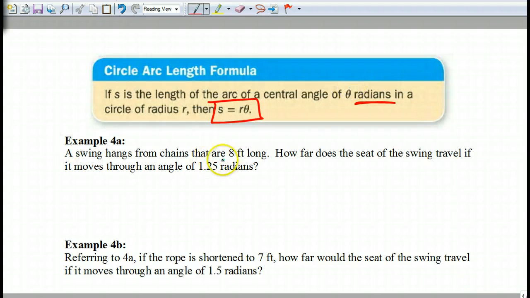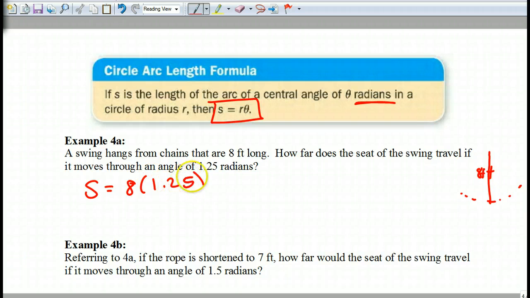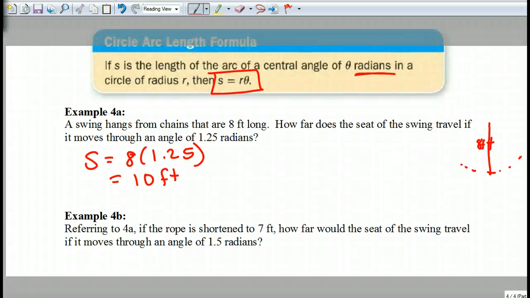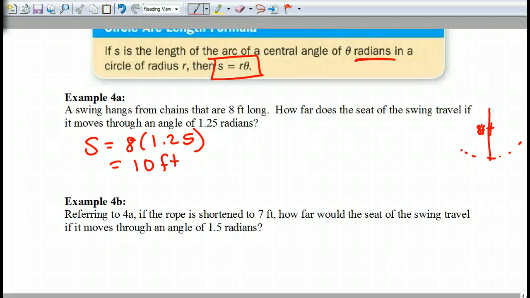Okay? So on this one, we have a swing that hangs from chains that are 8 feet long. So if I have my swing, it's hanging down from up here, and you can kind of think of it as swinging back and forth. This is 8 feet right here. And it says, how far does the seat of the swing travel if it moves through an angle of 1.25 radians? So we're going to take S equals 8 times 1.25 and multiply that out, and you get about 10 feet. That one's not hard, is it?